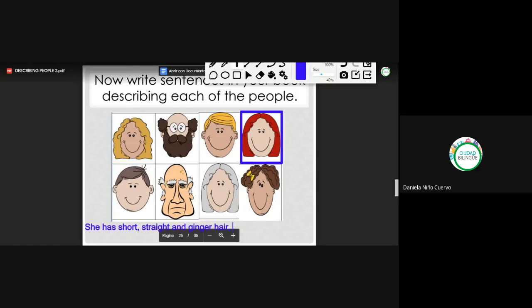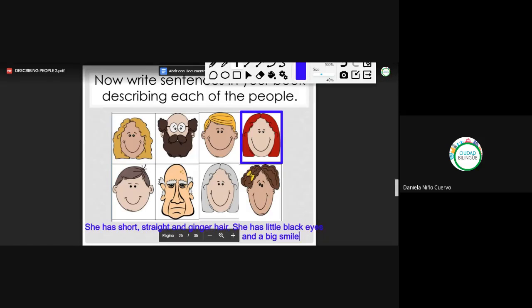What else? I thought it was only about the hair, yes? No, no. Ah, okay. She has little eyes. Little, what color? Black. Little black eyes. Black eyes. Big... how do you say sonrisa? Smile. Yes, very good. And a big smile. Yes, perfect. That's a very good description. Thank you very much, Ange. She has short, straight, and ginger hair. She has little black eyes and a big smile. That's a very good description.